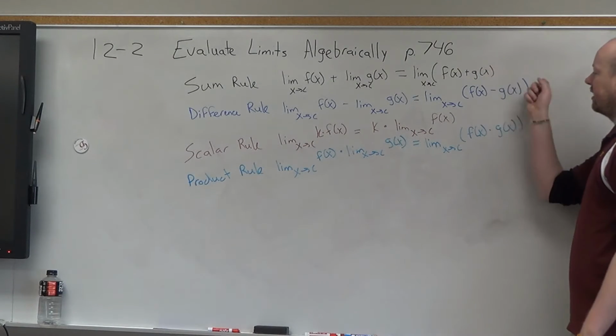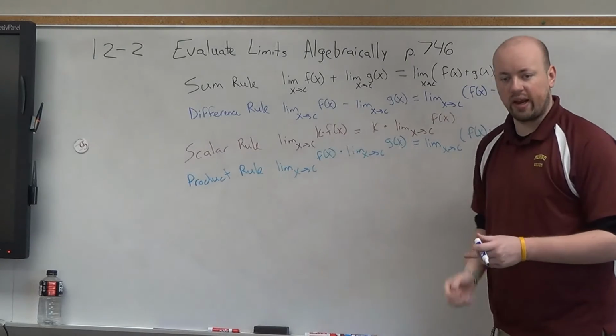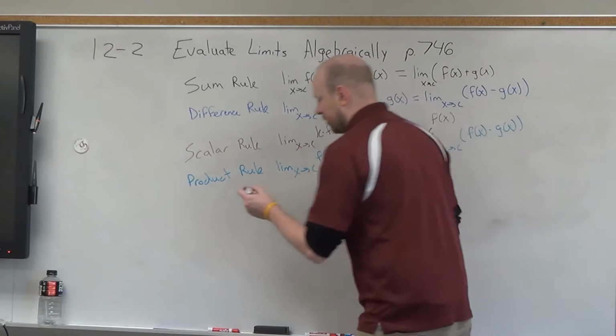Well, if we have adding, subtracting, and multiplying, of course we're going to have dividing. Now dividing is called the quotient rule.